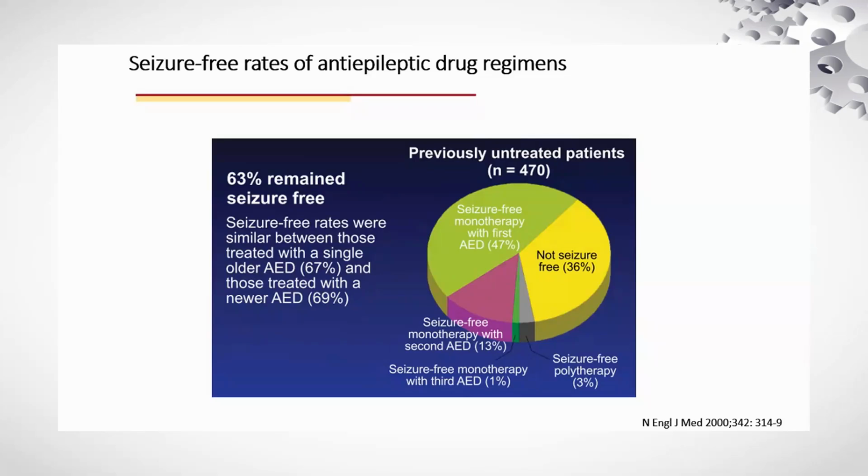So two things are pretty obvious from this. Number one, that by trying a third monotherapy, we do not achieve much. If a patient has been resistant to first monotherapy and second monotherapy, we do not gain much by trying a third monotherapy. And second thing is that 36% of patients did not achieve seizure freedom with even 3 trials. So the enormity of the situation is quite obvious.